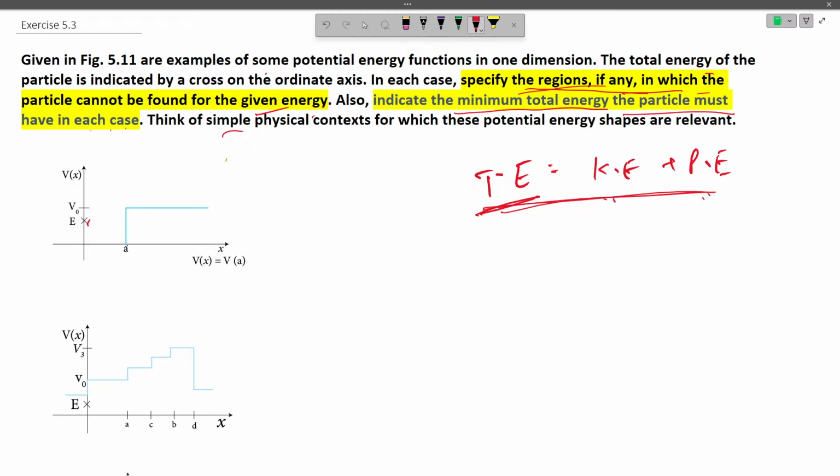Now let us go to the first option. We haven't been given the total energy, so we can just draw a straight line. We see that after the particle crosses the x equal to a position, the potential energy has gone beyond the given total energy. So we can say that the particle cannot stay, or the particle cannot be found, in this domain, that is x greater than a.